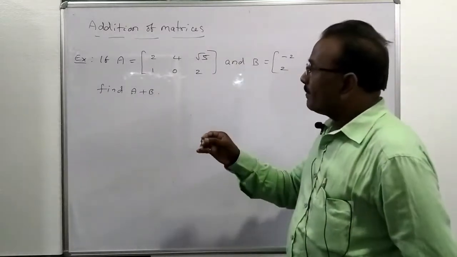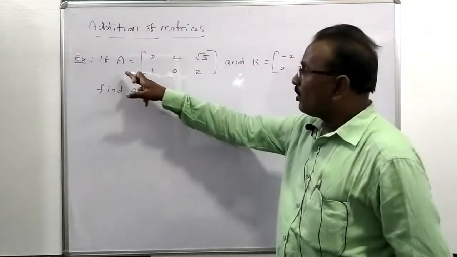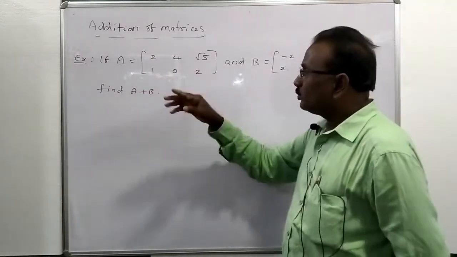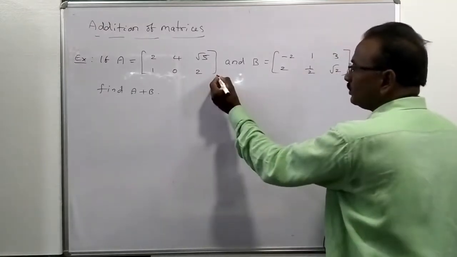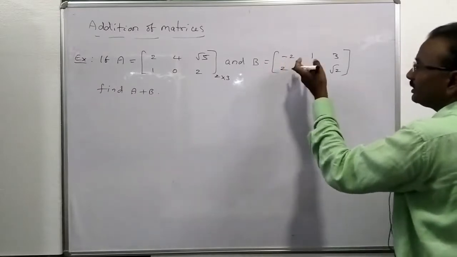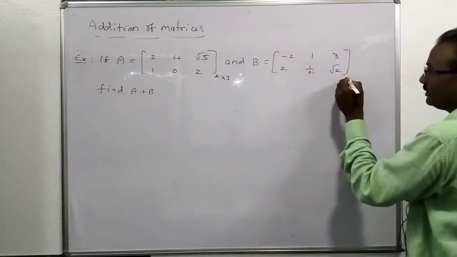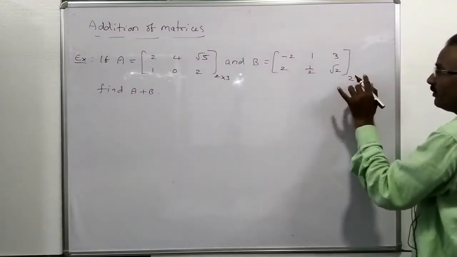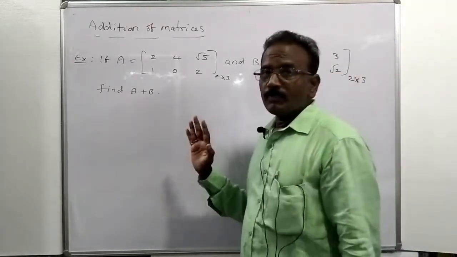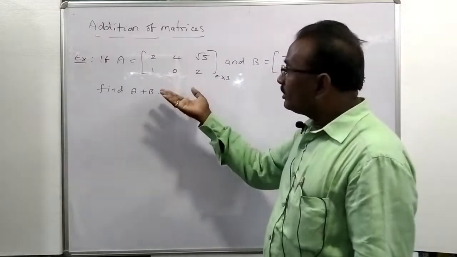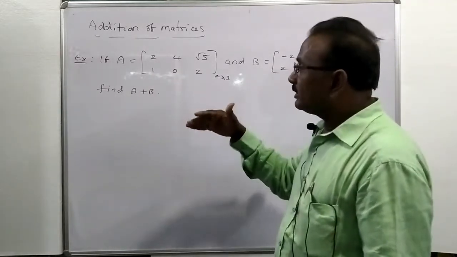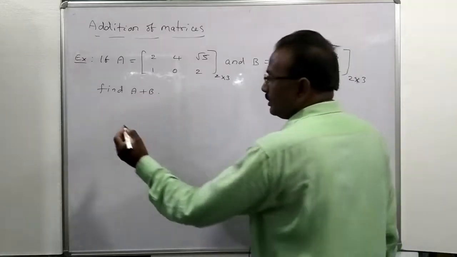in addition, we observe first order of A is what? So 2 rows and 3 columns, order is 2 by 3. And order of B is again this matrix having 2 rows and 3 columns. So order of B is also 2 by 3. So therefore matrix addition is possible. Otherwise, if orders are different, order of A is not equal to order of B, then matrix addition is not possible.